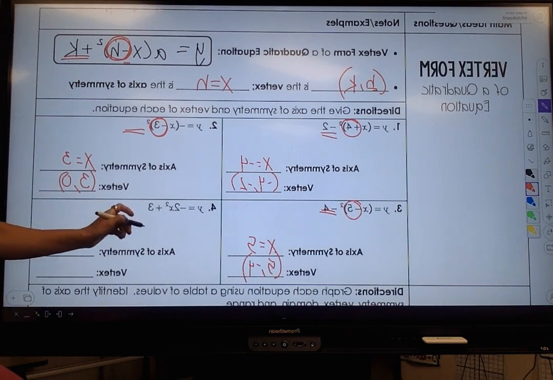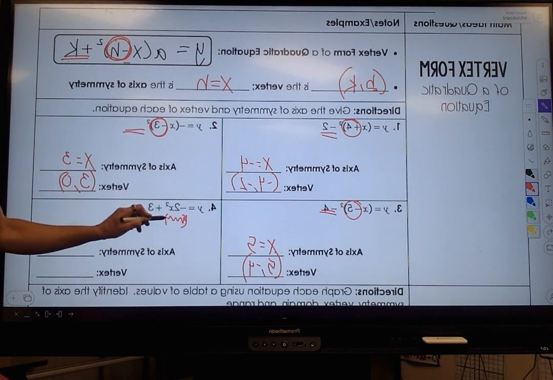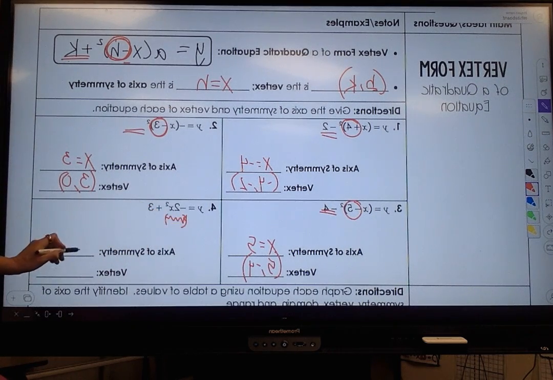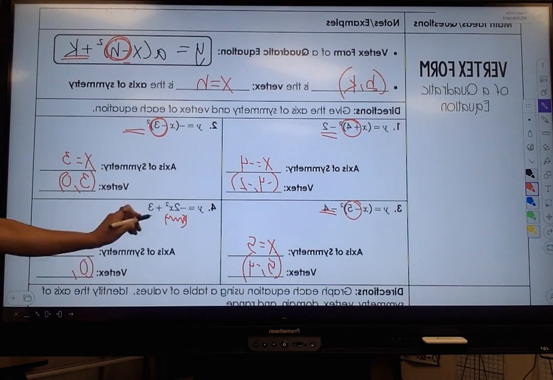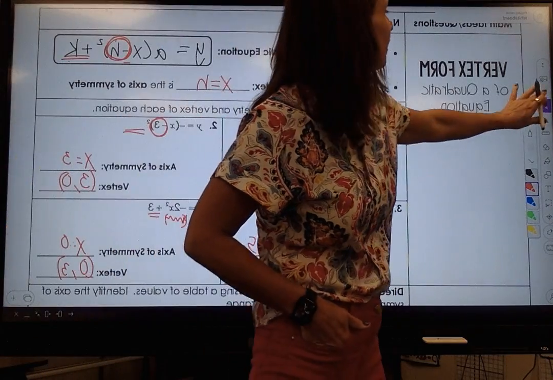Look down here. I don't have anything in parentheses. If you don't have anything in parentheses, your x value is going to be 0. And my k value is positive 3. Therefore, my axis of symmetry is x equals 0. It's always the same as that x value, okay? So hopefully that should be pretty easy.